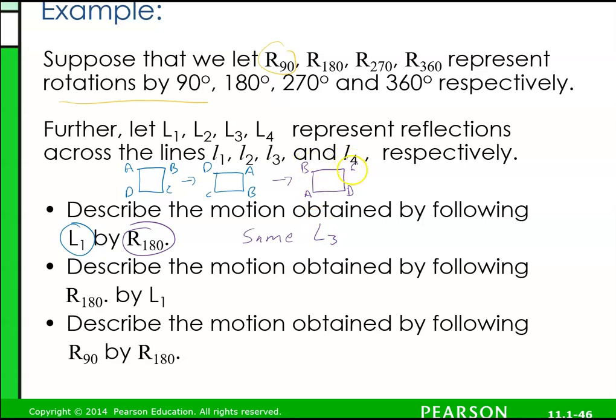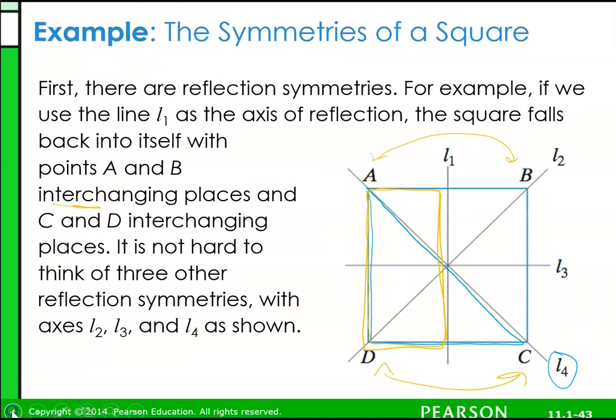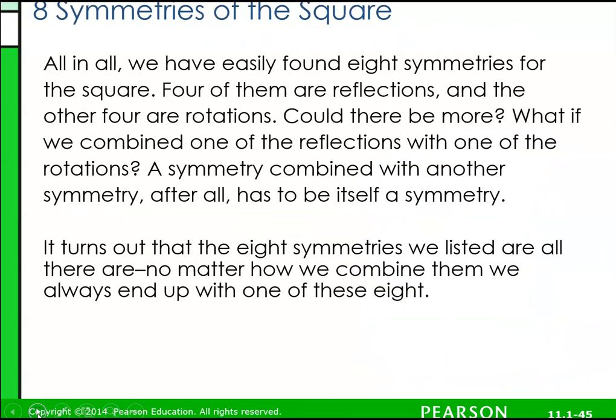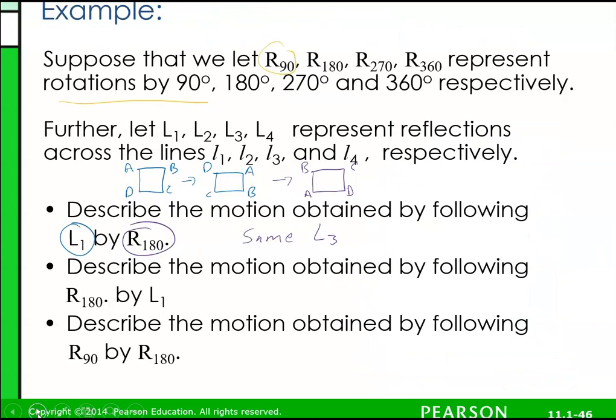If you take a look back, it's probably easier for you to see. If I do that with L3, in the original, A would take the place of D, B would take the place of C, they would flip-flop. So you can see that just doing two of them together resulted in L3. Okay, so let's try another one.